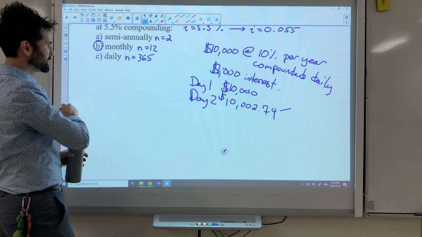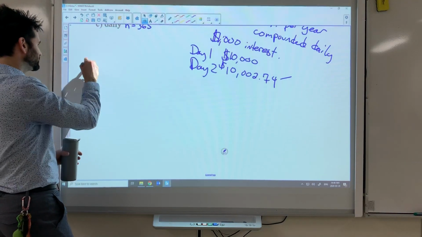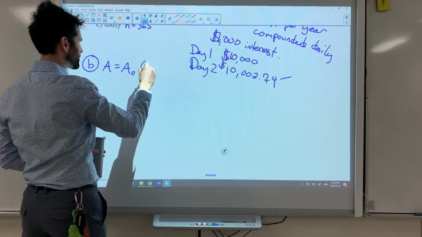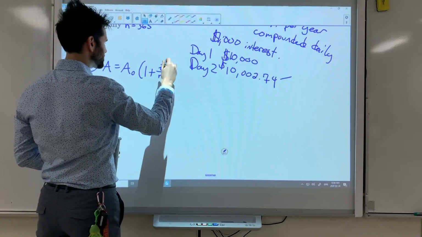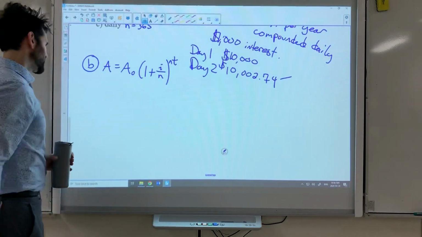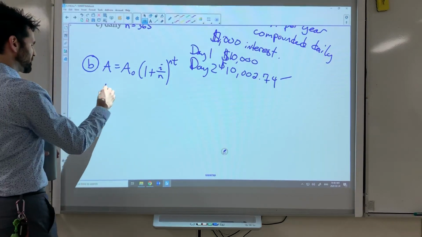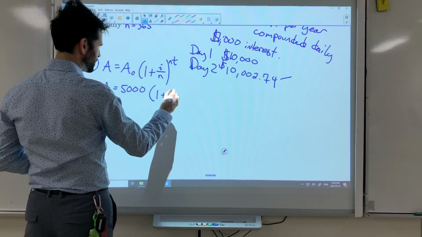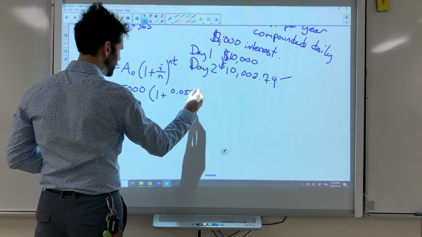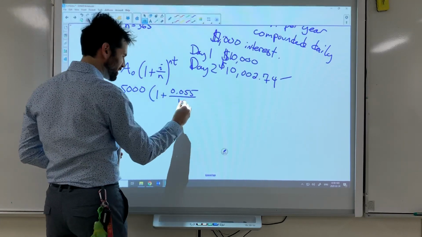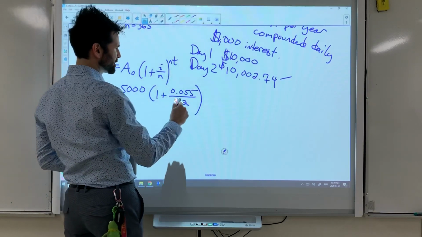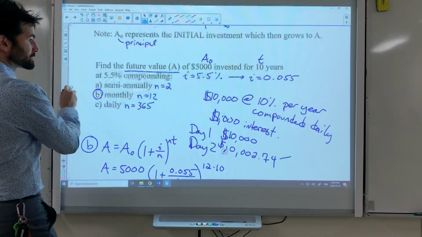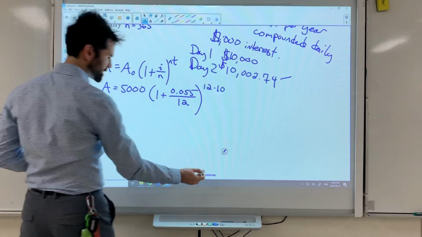So let's do B, see what it looks like in a question, and then we'll go on our merry way. So here's the formula. Boom. And we'll type in all the numbers. Now, see if I can remember. So I believe it was $5,000, 1 plus 0.055 over, now the n was 12, so we put a 12 there, and it's raised to the power of n times t, so 12 times 10. I do believe it was 10 years, yep. So all that information is from the question.